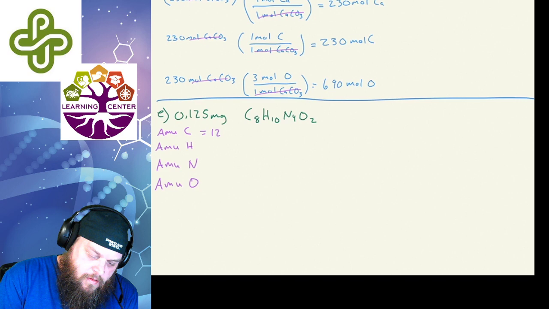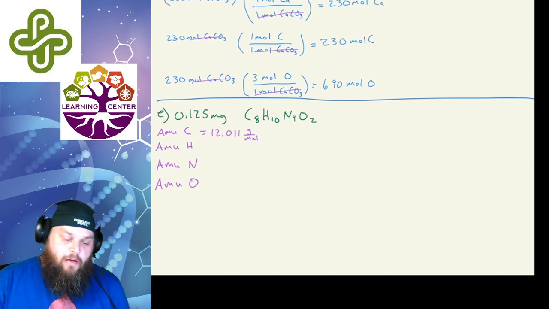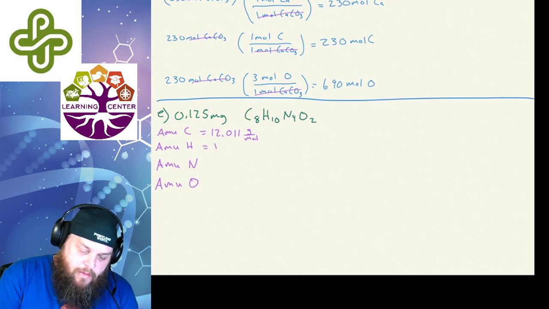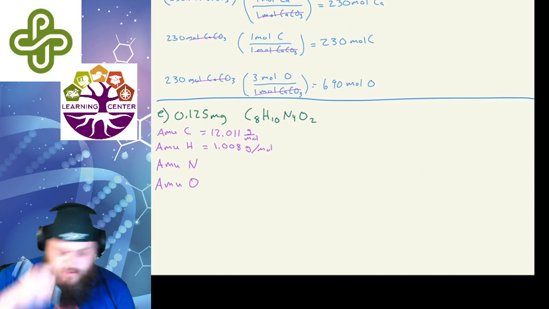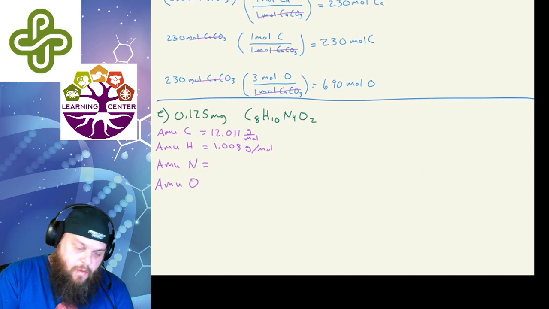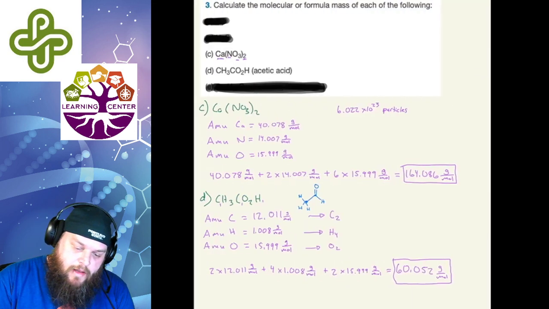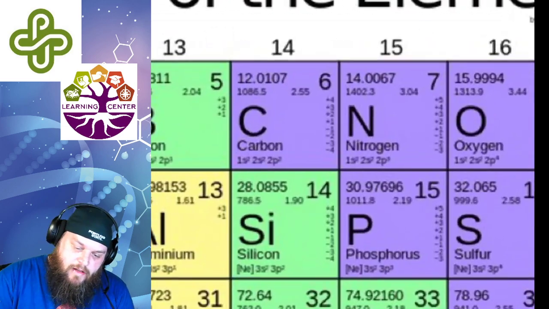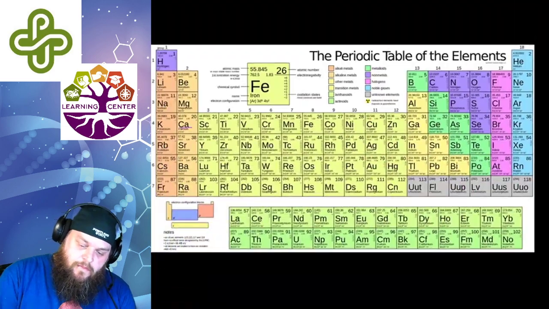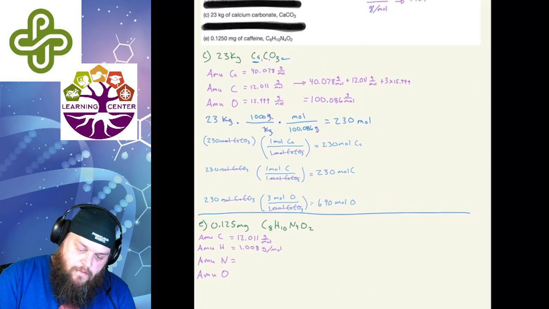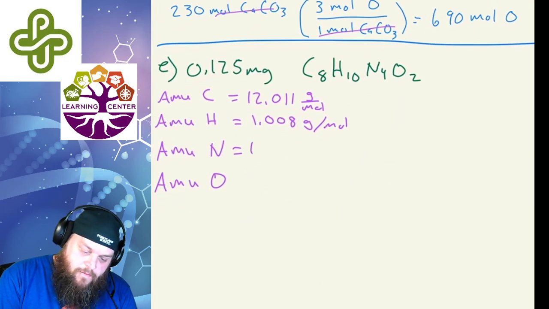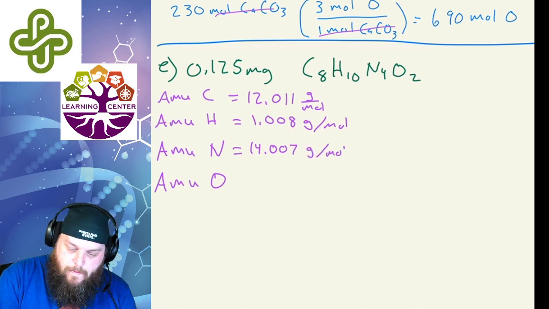Carbon is 12.011 grams per mole. Just looking up on our periodic table, these are the common ones that we use a lot. Grams per mole of hydrogen. Nitrogen, we haven't looked up yet today, but I believe it's 14.007. Yep. That's 14.007 grams per mole. Oxygen, we deal with all the time.